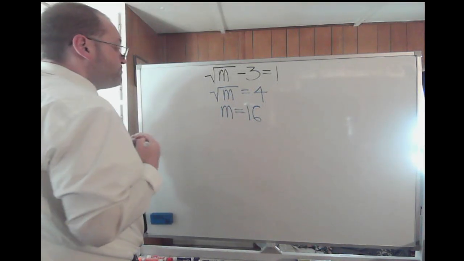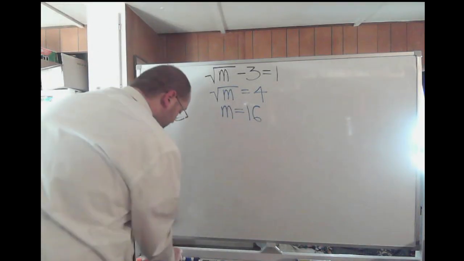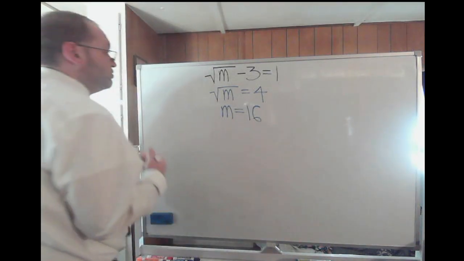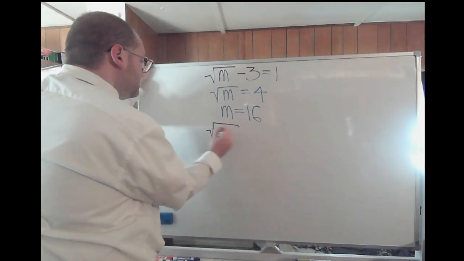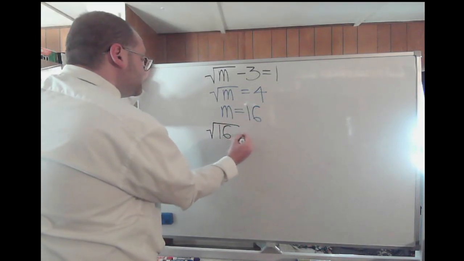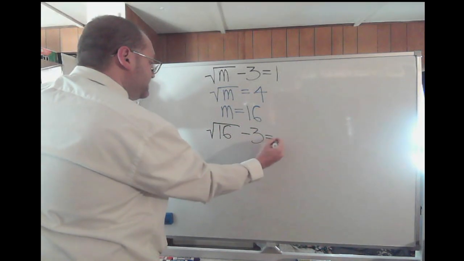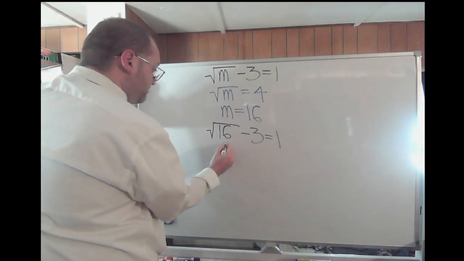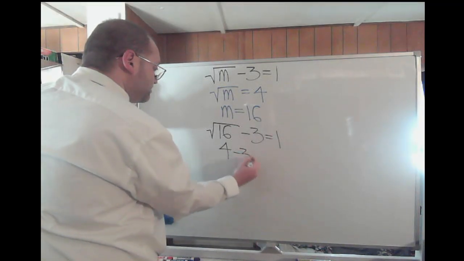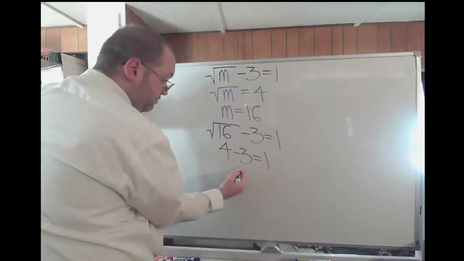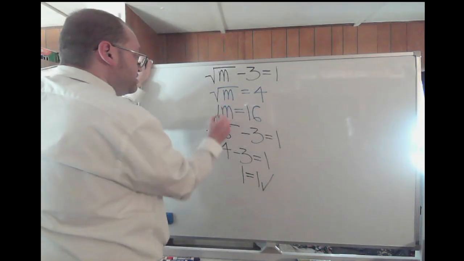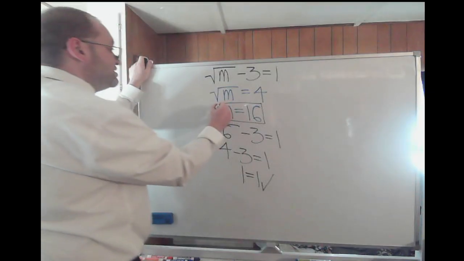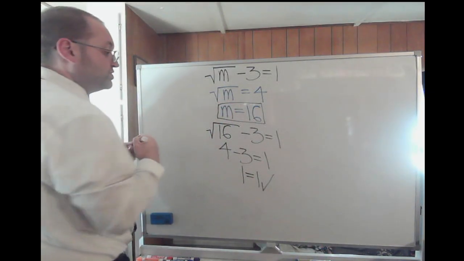Well, now we need to actually check the solution. Is that an actual solution? So put in 16 for where you see m. You'll get the square root of 16 minus 3, is it equal to 1? Well, the square root of 16 is 4, minus 3 equals 1. 4 minus 3 is 1. 1 equals 1, so we have a true statement. So yes, the answer for m is going to equal 16.